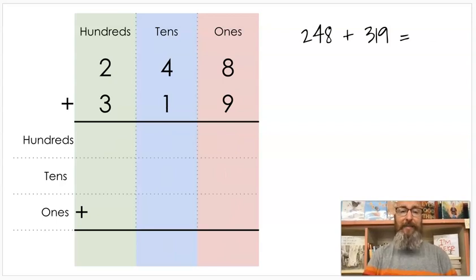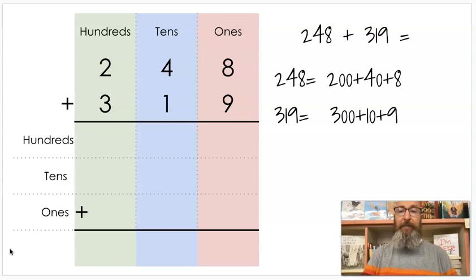248 plus 319. I hope you see too that this order, the way you stack them, matters. It matters. All right, again, I'm going to break my expanded notation just so I can see what I'm doing. I'm going to add the 2 and the 3 because it's 2 hundreds and 3 hundreds. Yeah, it's 200 and 300. And if I add 200 and 300, I'm going to get 500, because there's 5 hundreds. That makes 500.